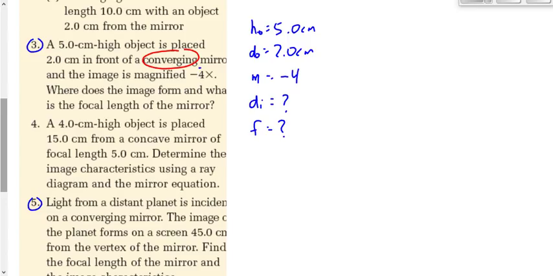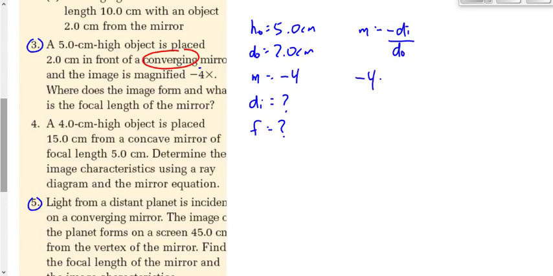All right, listen, we got two equations. I don't know which one you want to start with. I guess because we're missing F and DI, probably not going to use the mirror equation first because it's got both of those variables in it. Probably going to use the magnification equation first. M is equal to negative DI over DO. I think we'll go with that.